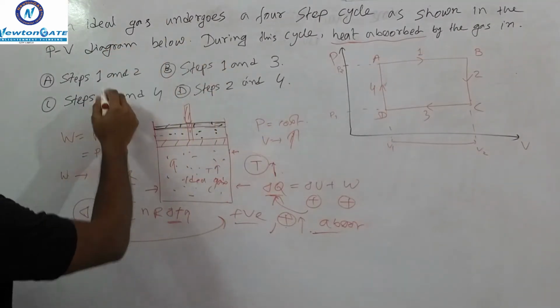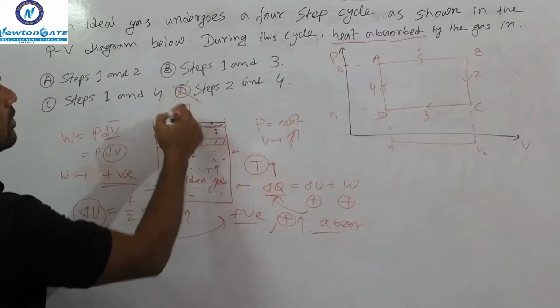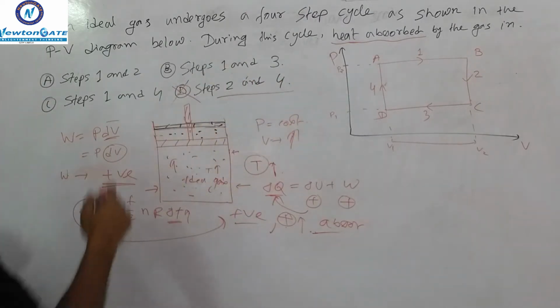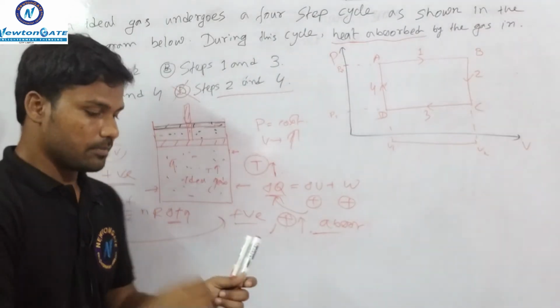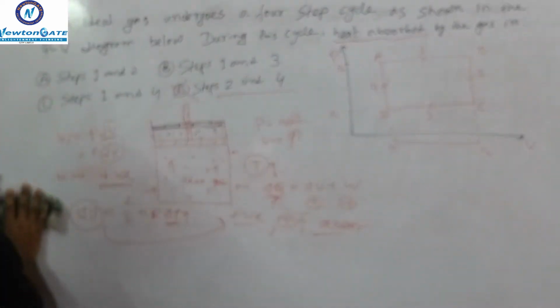That means here of all the options, 4 तो नहीं होगा because यहाँ पर 2 and 4 है. तो step 1 and step 1. So in step 1 heat should be absorbed. Okay, by doing this work.